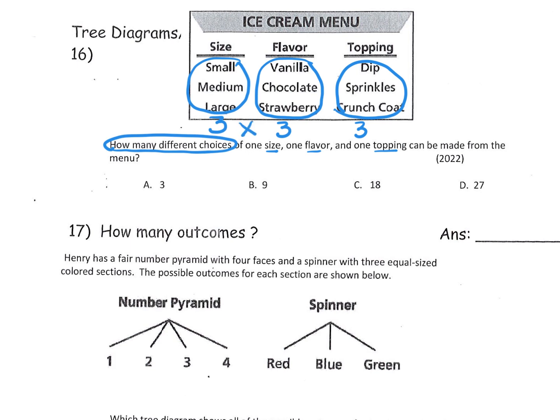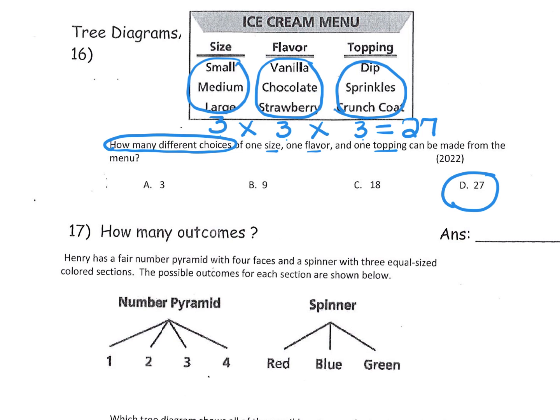Take your elements and multiply using the fundamental counting principle. 3 times 3 is 9, times 3 is 27. There are 27 possible outcomes. We don't have to do a tree diagram for that. But let's take a look at the next one.